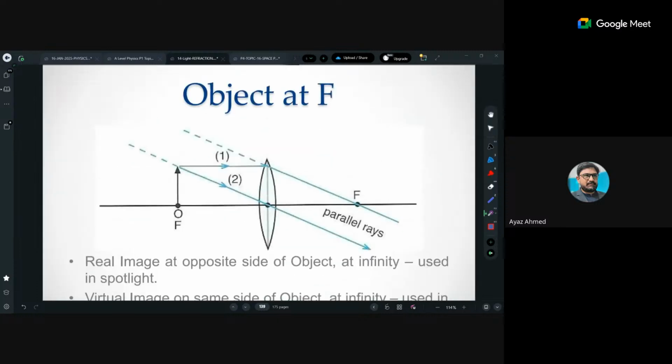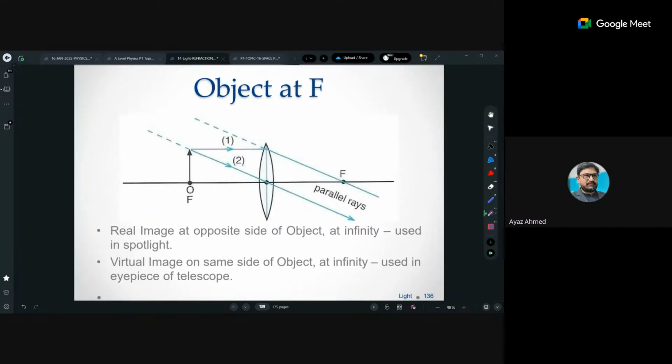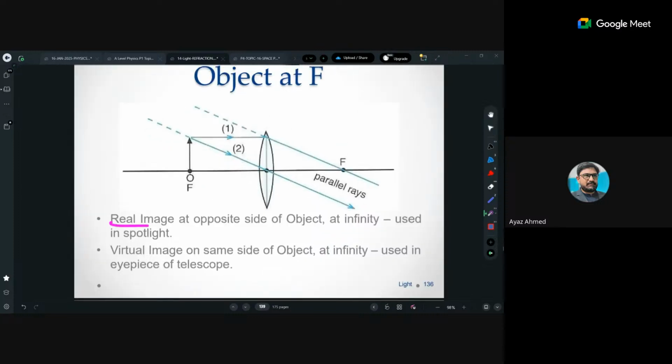Then the object at f: when the object is at f, you cannot have any image, because both the light rays become parallel. Check this one out. Both the light rays become parallel to each other, one which is passing through f and one which is passing through c. So when both are parallel, nothing is formed. This all will be a parallel light ray. So this is what we call a real image at the opposite side of the object, but at infinite distance.